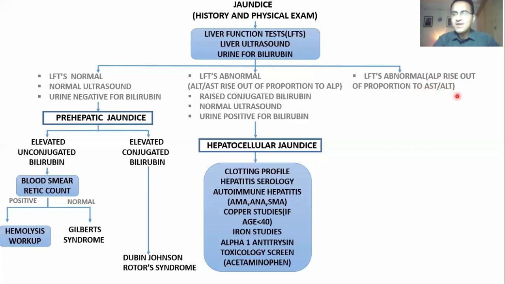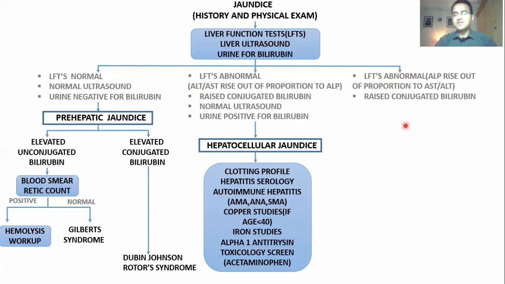AST and ALT when elevated show that there is destruction of the liver cells, hepatocytes. So a rise in AST and ALT will show hepatic causes. Whenever AST and ALT are high, we said this is hepatocellular jaundice. Whenever ALP is high as compared to AST and ALT, it means this is post-hepatic causes. Biliary ducts are being destroyed.